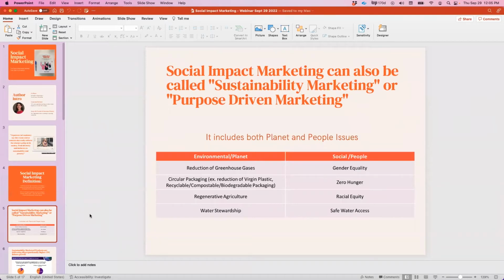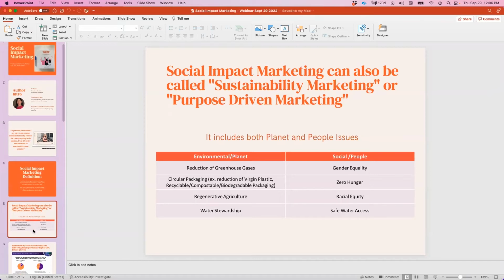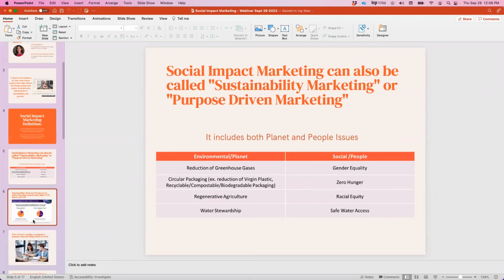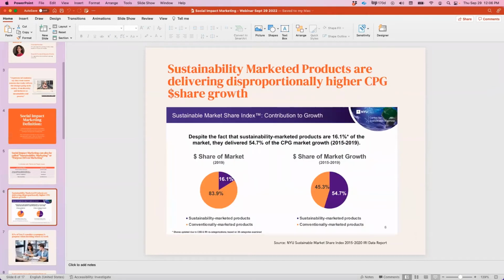Now, on the societal side, on the people side, we're talking about things like gender equality, LGBTQ plus rights. We're talking about hunger, racial equity, and safe water access. So these are the types of causes that consumers want brands to be talking about and making a difference in the world. Just realized I'm not in presentation mode, but I think you can read my slides.